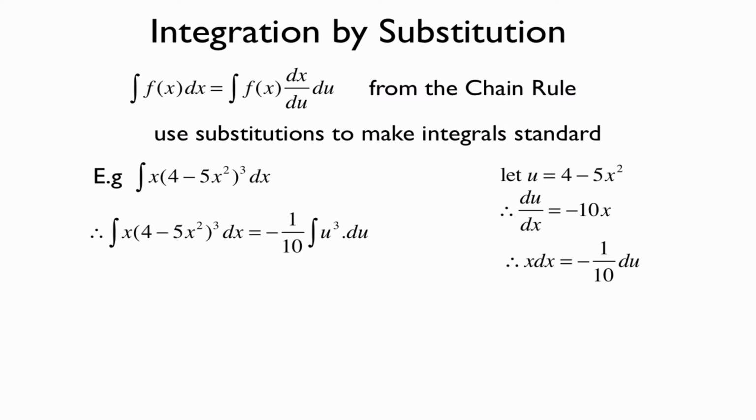with a u cubed. Then it becomes a straightforward evaluation because the integral of u cubed is simply u to the 4th on 4. So our expression simplifies to be minus 1 on 40 u to the 4th plus c, and then resubstituting our value for u back into that expression gives us our final solution of minus 1 on 40 outside of 4 minus 5x squared all to the power of 4 plus c. Now of course you can differentiate that and ensure you come up with the original expression.